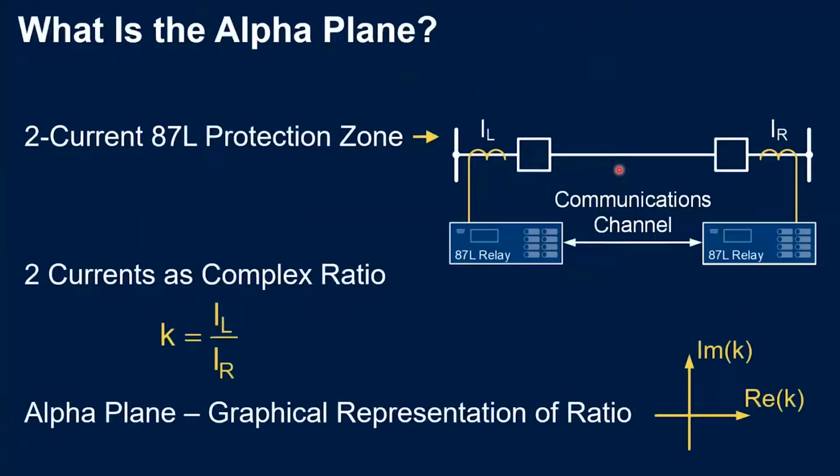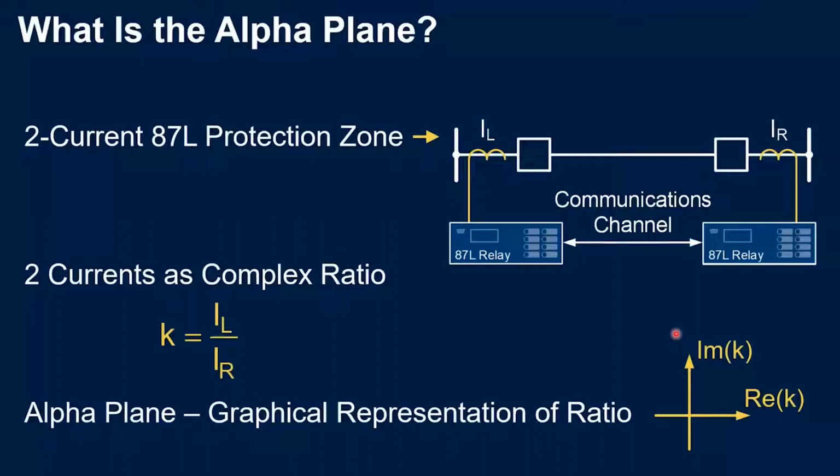So let's see. What is the alpha plane? Here we have the same scheme we were seeing before with the two relays and a communication channel. And the alpha plane is simply a way to draw an operation region. We first calculate the operation point, named K, in this case, just dividing the phasors of the local current and the remote current. And we plot that result, that operating point, in the alpha plane, which is a real and imaginary plane, as you can see here on the down on the right.